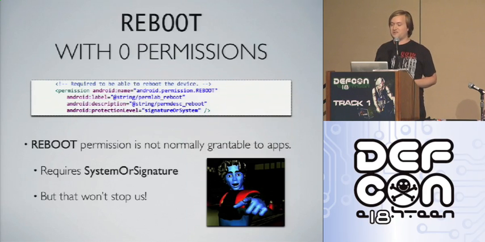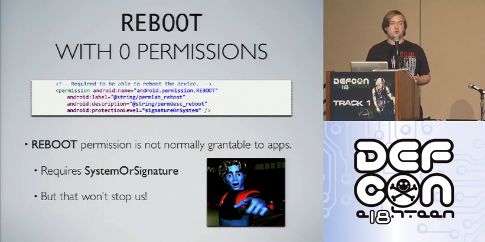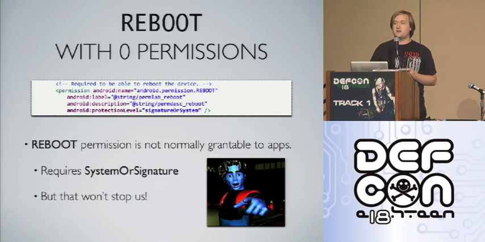So the first one is reboot. There's a reboot permission that's actually marked as signature or system, and what that means is that it's not actually grantable to apps from the marketplace. This permission would be denied if you requested it. You have to either be signed by the device signer or be in the system directory in order for you to be able to be granted this permission. You could say that Bob the Guardian is protecting this permission.